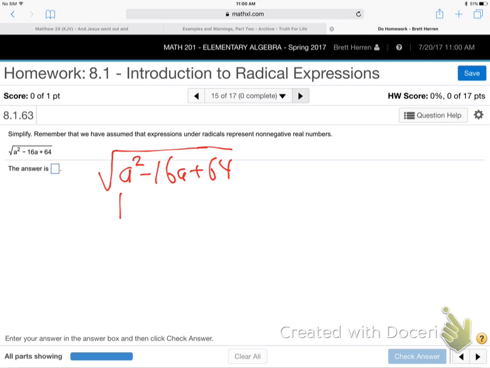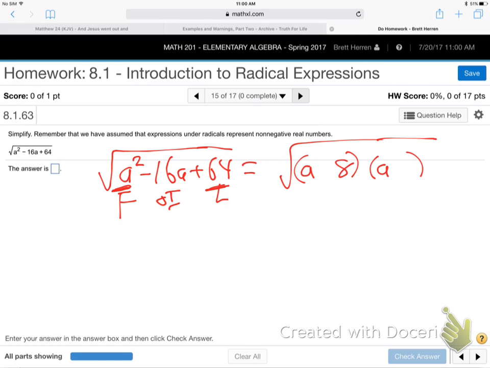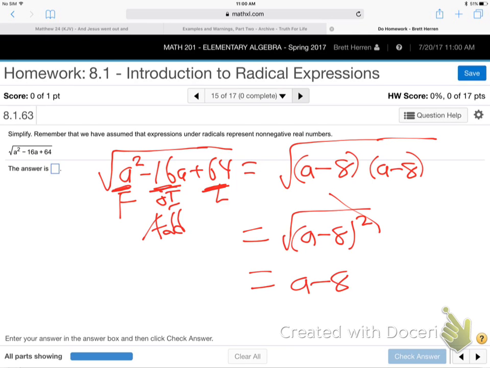So FOIL factor that out to two parentheses. So a times a is a squared. What times what is 64? 8 times 8 is 64. How do you get minus 16? How do they add to be minus 16? Both minus, negative 8 and negative 8, make negative 16 in the middle. Two negatives multiply to be positive 64. So notice that's identical twins. So we say squared. And then what does a root and a square do? They cancel. So it's just a minus 8. No need for the grouping symbols anymore. There's no action being taken on the group. So there we go. Is that good? Easy enough?